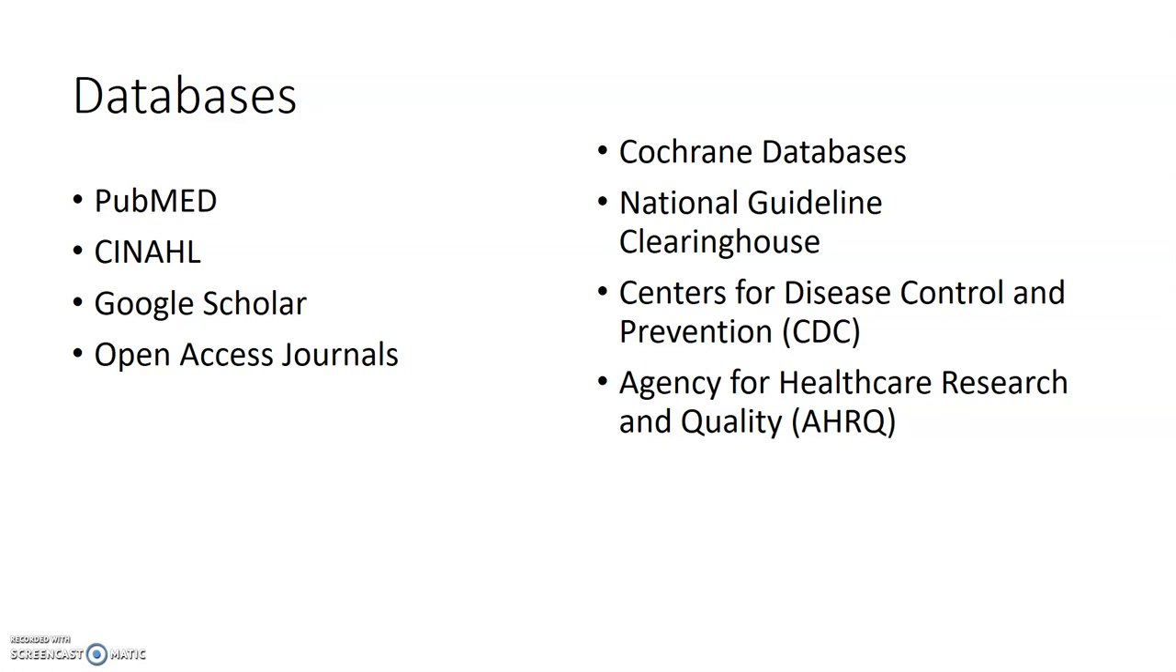The cost of publication in the open access format is on the authors rather than the readers, but the reader must be careful to ensure the quality of the publication. Evidence best practice information can be found in the Cochrane databases, the National Guideline Clearinghouse, the Center for Disease Control, or the CDC, and the Agency for Healthcare Research and Quality. Your text describes these resources.